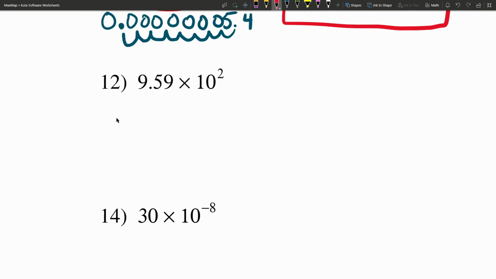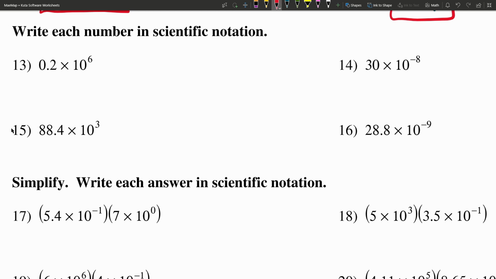In number 12, we have 9.59 times 10 squared. So we're taking 9 and 59 hundredths and multiplying it by 100. Well, all we're going to do is move this decimal 2 times to the right. So we get 959 as our solution.